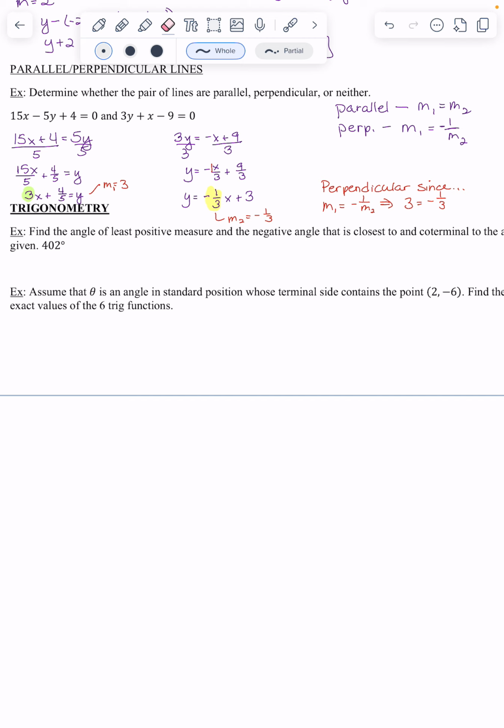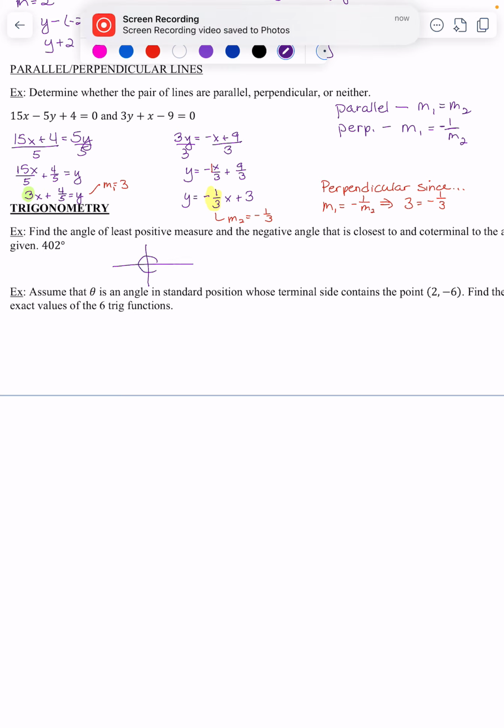So again, remember that if I were to go all the way around, all the way around once is going to be 360 degrees, right? So I know that 402 is bigger than that.